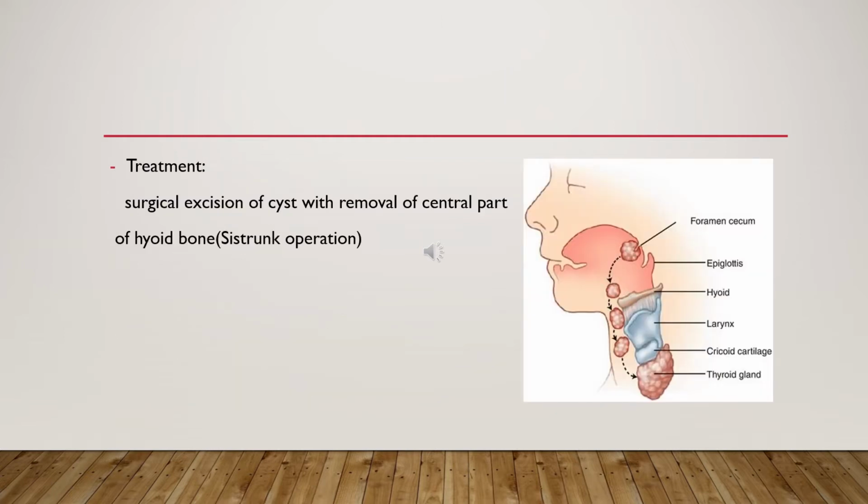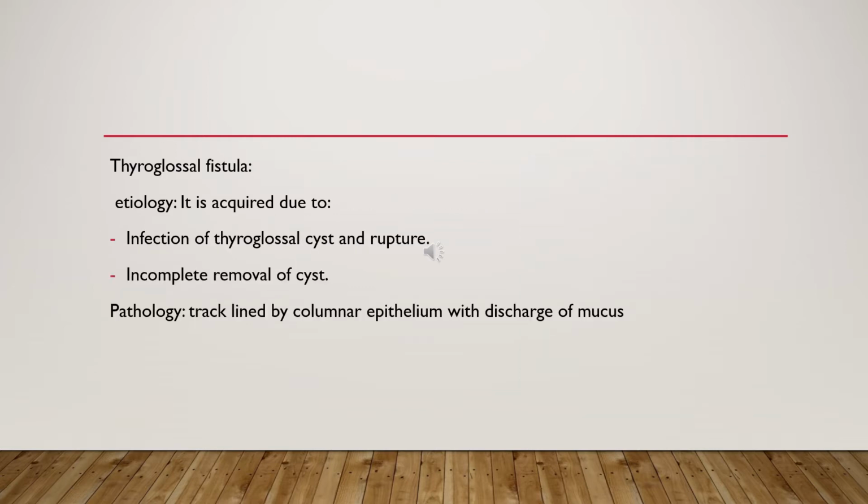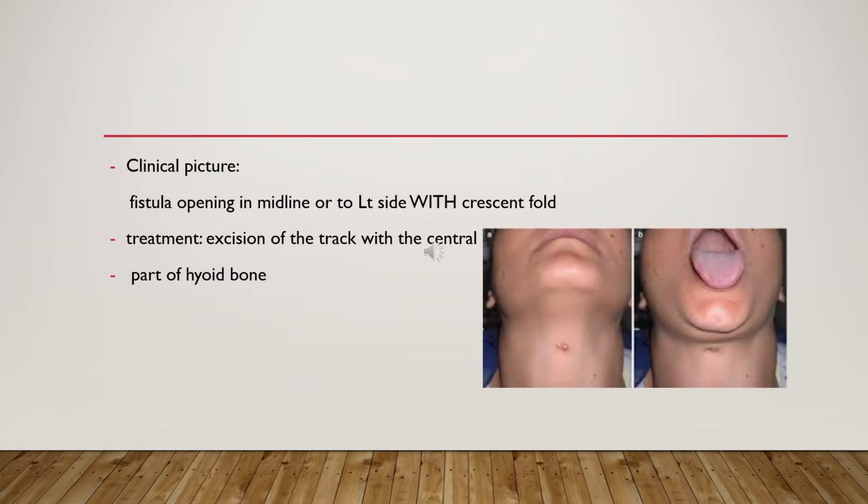Treatment is by surgical excision of the thyroglossal cyst with the central part of the hyoid bone, and the operation is called Sistrunk operation. Thyroglossal fistula: it is usually acquired, due to either infection of a thyroglossal cyst and rupture, or incomplete removal of the cyst. Pathology: the tract is lined by columnar epithelium with discharge of thin mucus. Clinical picture: fistula opening in the midline or to the left side within a crescent fold. Treatment is by excision of the tract with the central part of the hyoid bone.